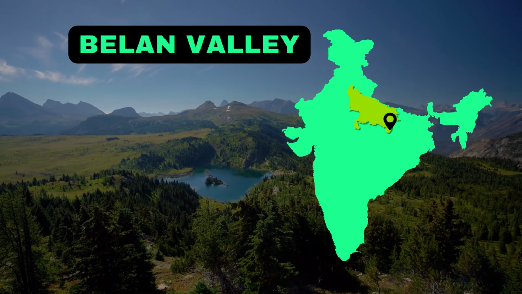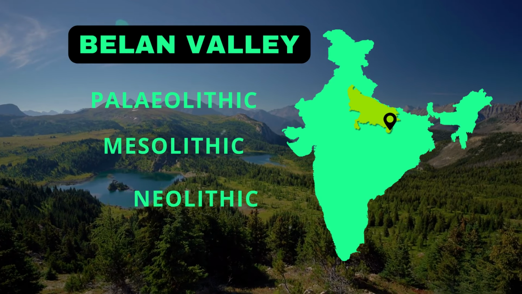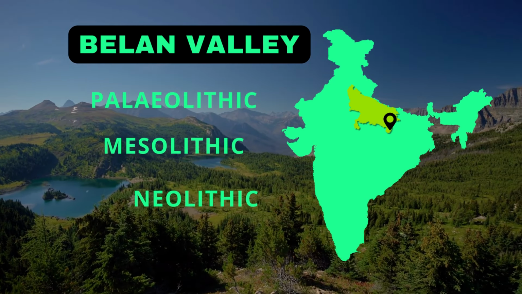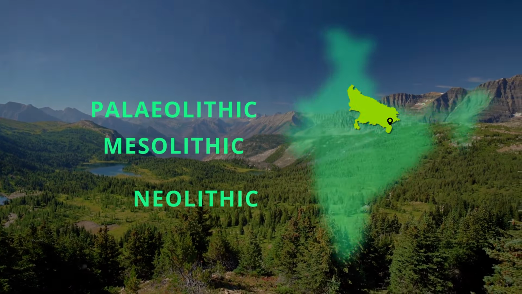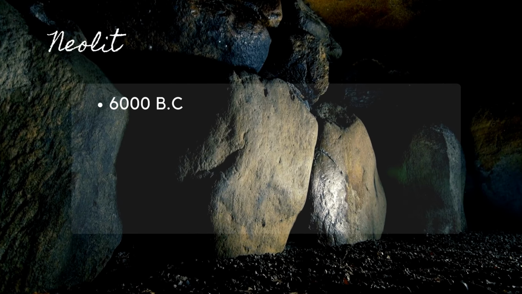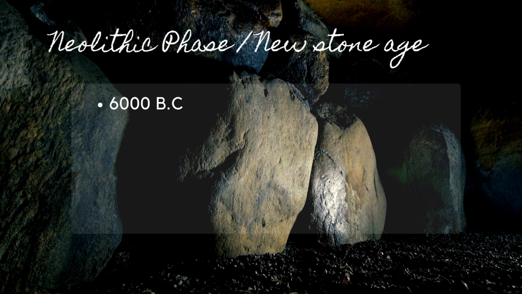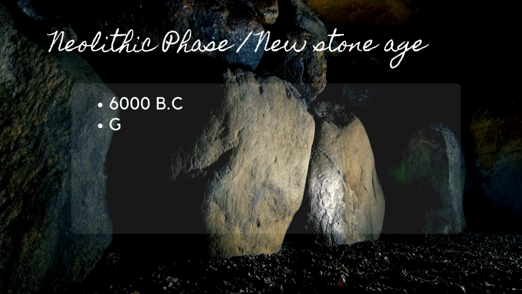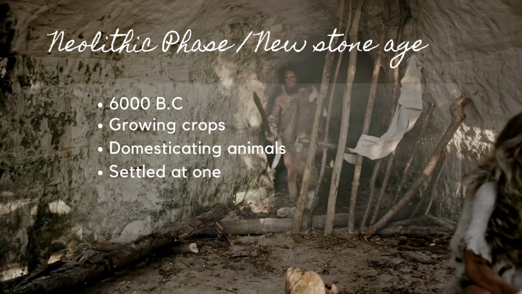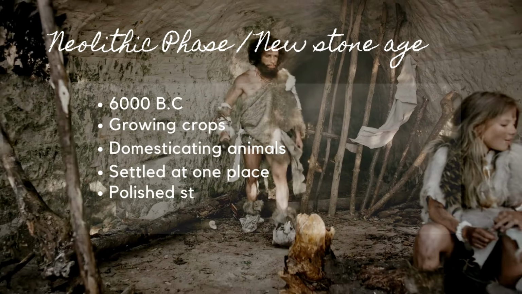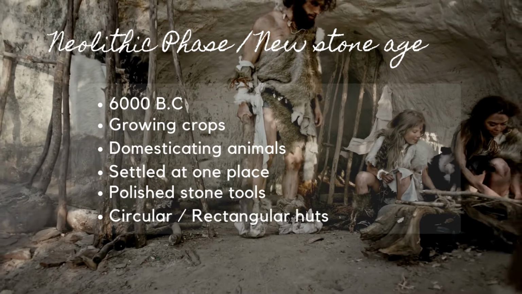Interestingly, in the Belan Valley, all three stages, that is Paleolithic, Mesolithic, and Neolithic, have been discovered one after the other, helping archaeologists understand the development of human life over time. Around 6000 BC, the Neolithic or New Stone Age began in India, marking a major turning point in human history. People now began growing crops, domesticating animals, and settling in one place. They used polished stone tools, especially axes, and lived in circular or rectangular huts made of mud and reed.